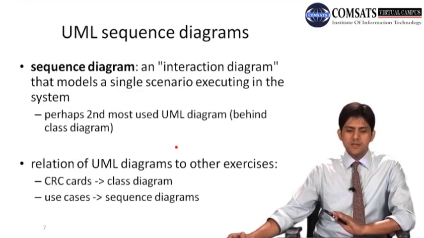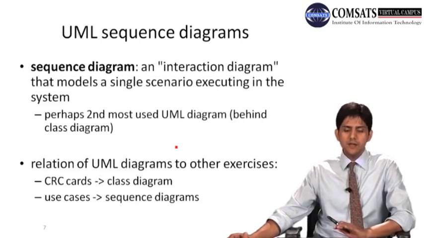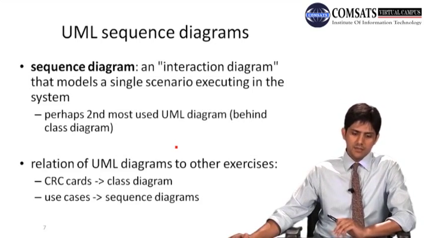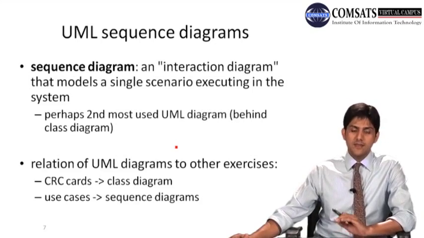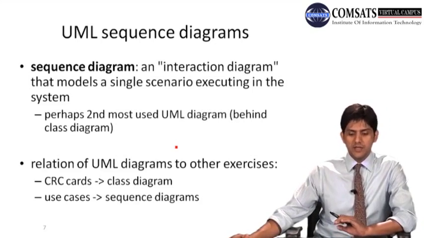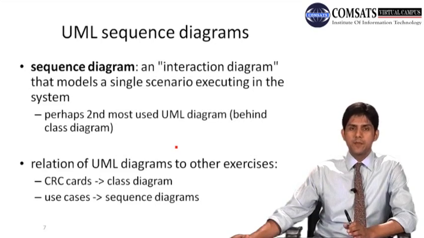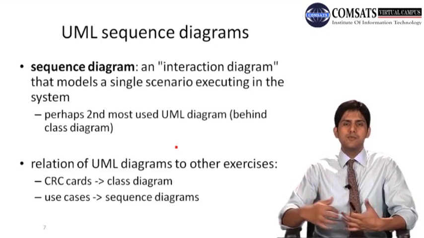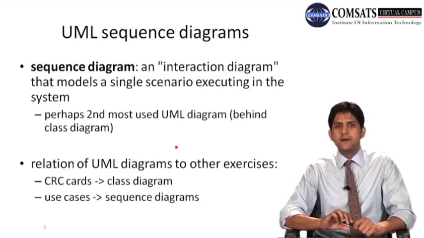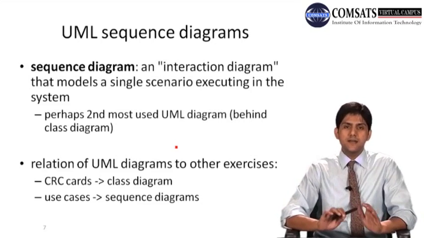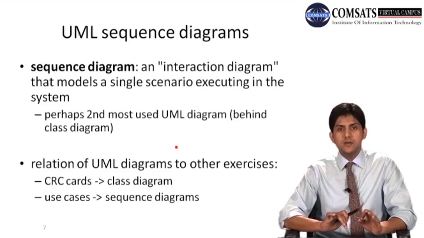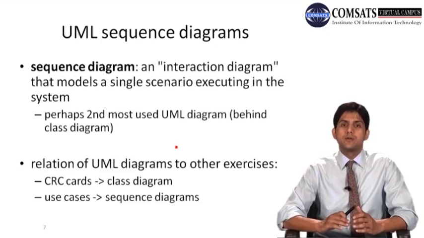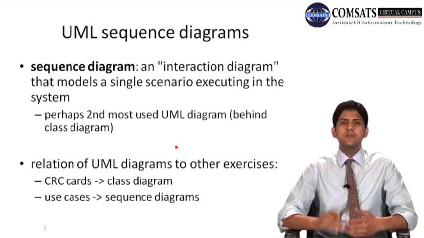So, UML and sequence diagrams. A sequence diagram is an interaction diagram that models a single scenario executing in the system. And this line is very interesting: this is perhaps the second most used UML diagram behind the class diagram. When you go into industry, you will see this. Most of my students ask which of these diagrams are most used in the industry, and I always tell them that class diagrams are always there, use cases are always there, and sequence diagrams are always there, because they all give you something very interesting.